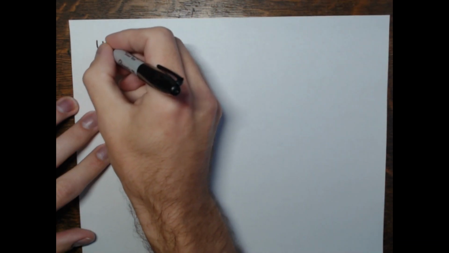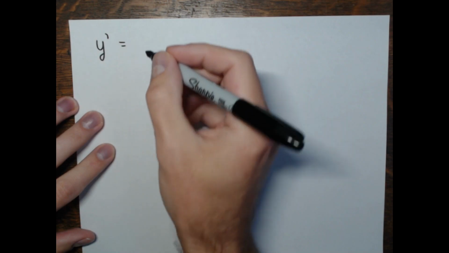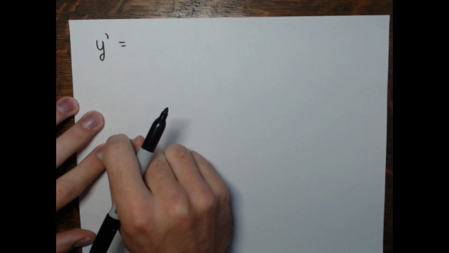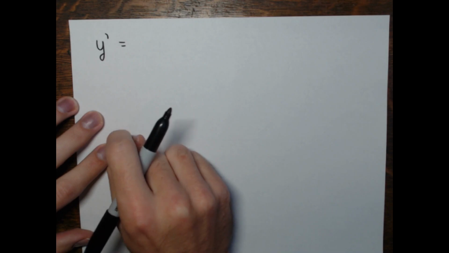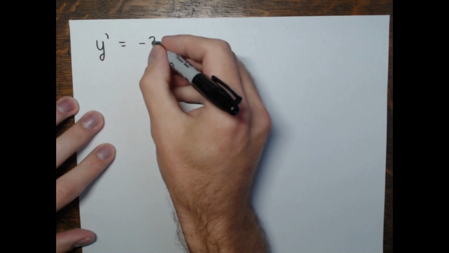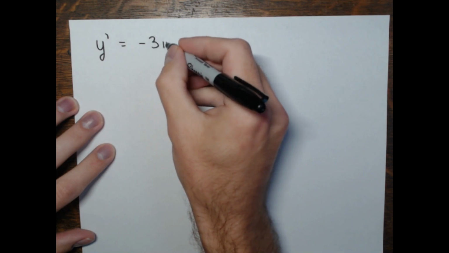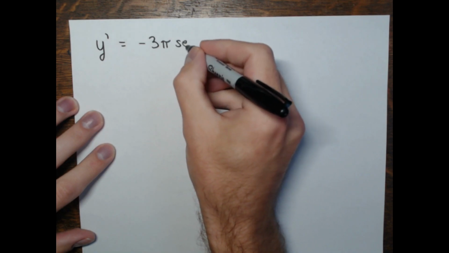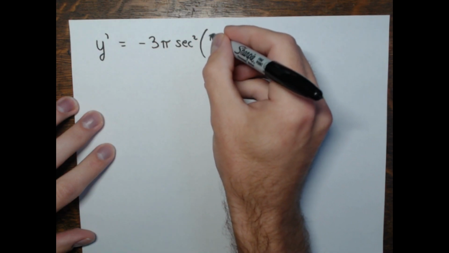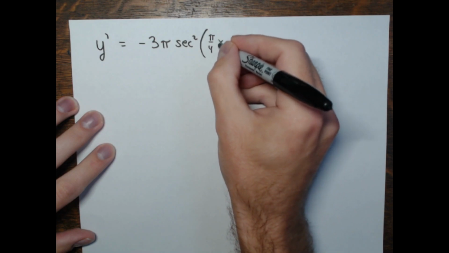So the equation is just a simple y prime equals... So to get y, I just need to do the derivative, antiderivative, right? Integral. So y prime equals negative 3 pi times secant squared of pi x over 4, which is the same as pi over 4 times x.